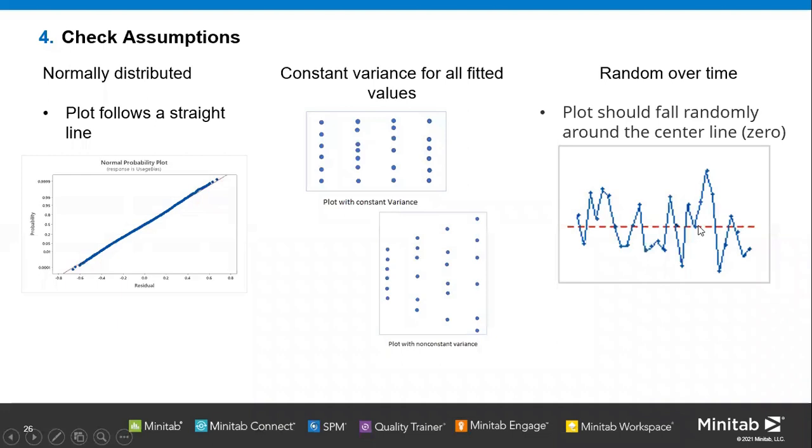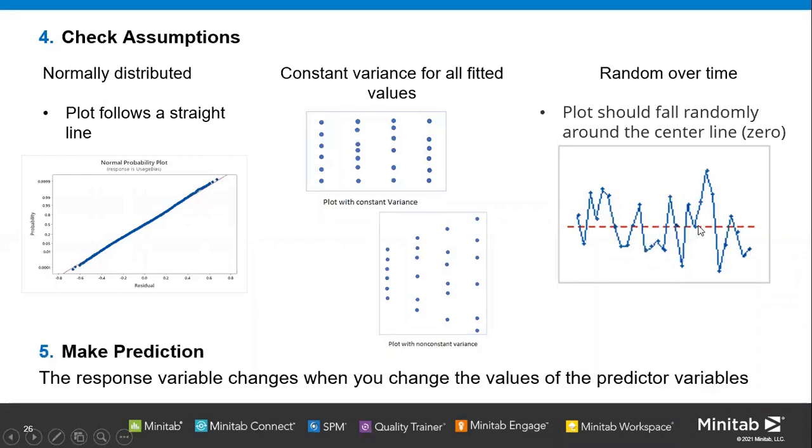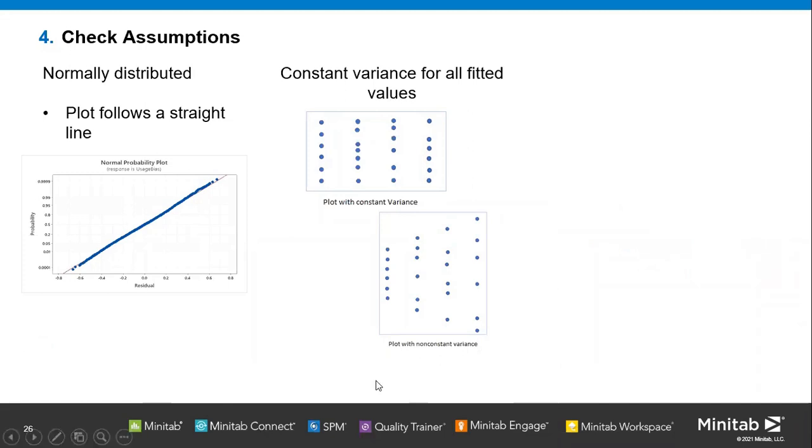And then the last step is to make the prediction. The response variable changes when you change the value of the predictor variables. So in total, we have eight steps here.